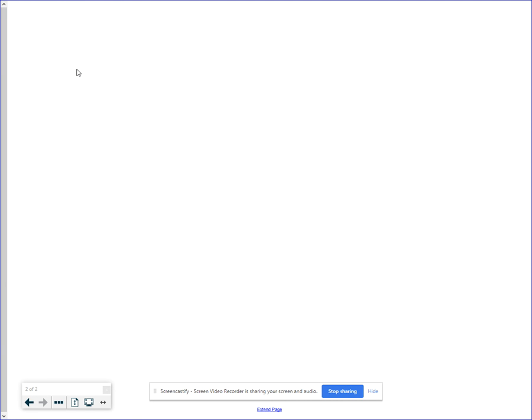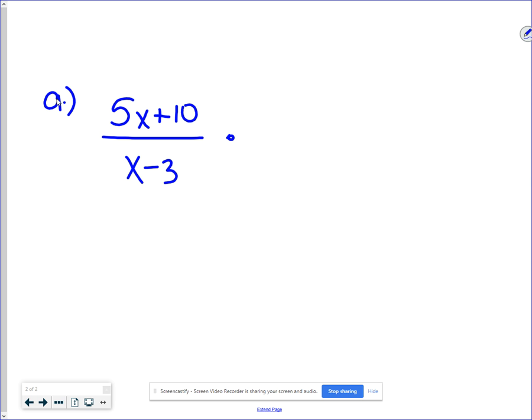Welcome back. Today we're going to be learning how to multiply rational expressions. All right, so let's start off with this problem here. Let's say we got 5x plus 10 over x minus 3, and I want to multiply that by x squared minus 9 over 5. Well, your first step for these is to factor your numerators and your denominators if they can be factored.